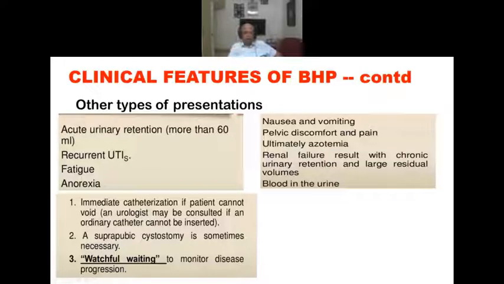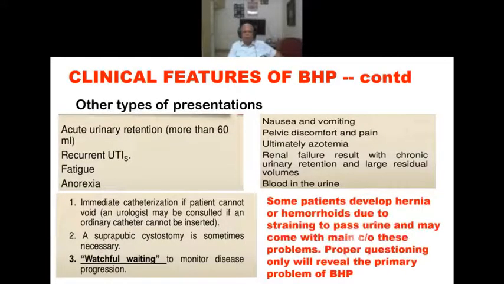Otherwise, you can do watchful waiting to monitor the disease progression in milder cases. Another important point to remember is some patients develop hernia or hemorrhoids due to straining to pass urine. They come with the main complaint of these problems. So they may not know that they are having this problem secondary to the straining of urine. So proper questioning only will reveal it.